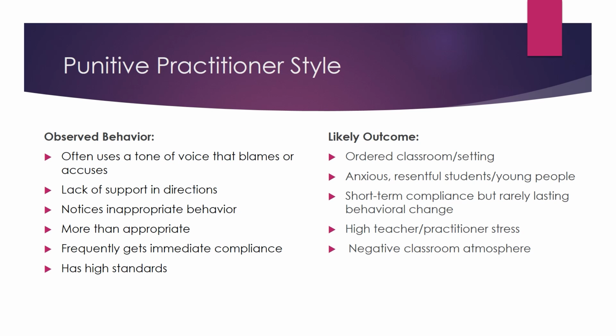Punitive practitioner style for 2 has observed behaviors that often use a tone of voice that blames or accuses. It lacks support and directions and notices inappropriate behavior. It frequently gets immediate compliance. It has high standards. The likely outcomes include an ordered classroom or setting with anxious, resentful students. The short term is compliance, but there's rarely a lasting behavioral change, resulting in high teacher stress and a negative classroom atmosphere.